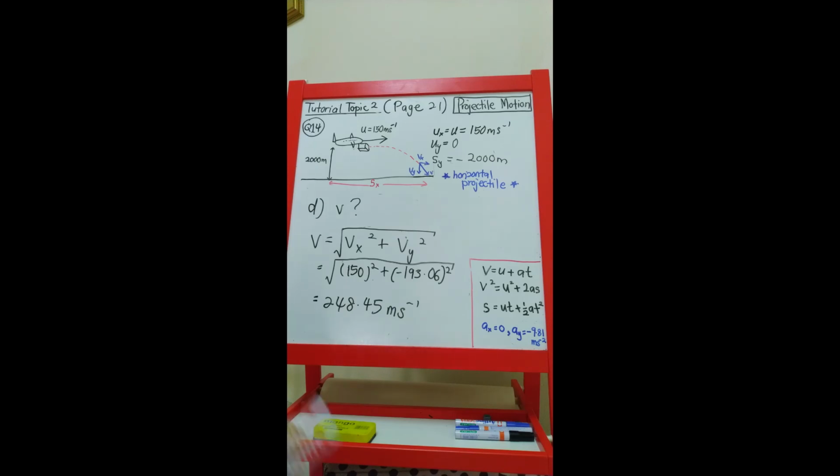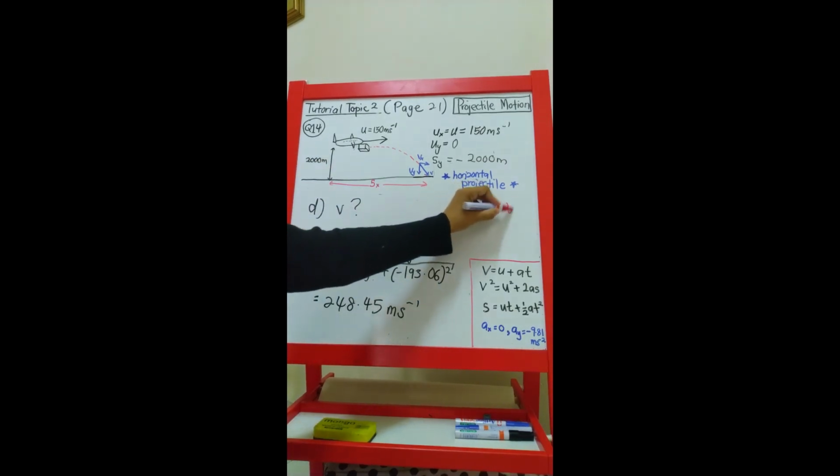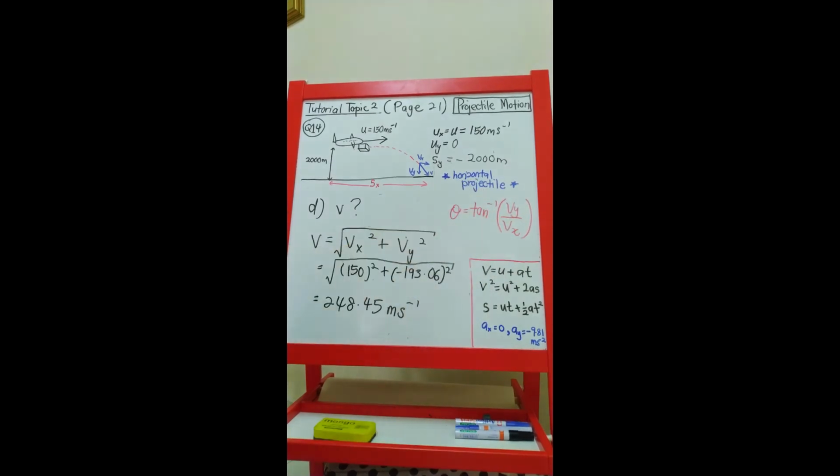Then, if by any chance the question asks for the direction, use this one. It must be y over x, so direction for the velocity. Okay, that's all for question number 14. Thank you.